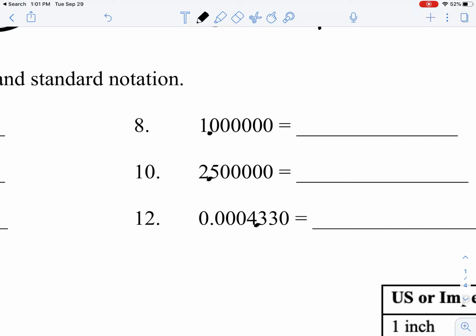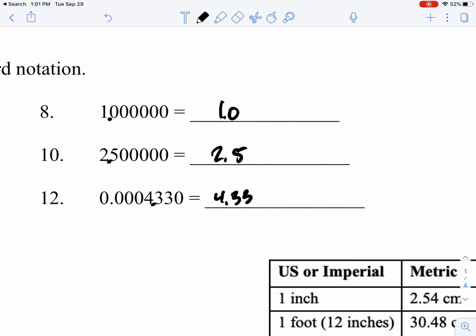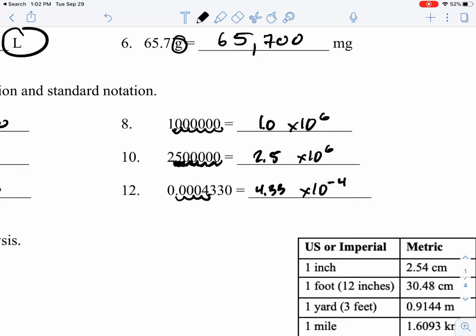Now, nice part about scientific and standard notation is my decimal I can kind of place in advance because I only want 1 digit in front of the decimal place. So 1.0, 2.5, 4.33. And then it's times 10 in each of these cases. And then I have to figure out how many decimal places I moved it. Here is 1, 2, 3, 4, 5, 6. So it's 10 to the 6th power. Here it's also the 6th power. Sorry, I'm going to double check. 1, 2, 3, 4, 5, 6. Yep. Then here it's 1, 2, 3, 4, but it was small, so it's also negative 4.